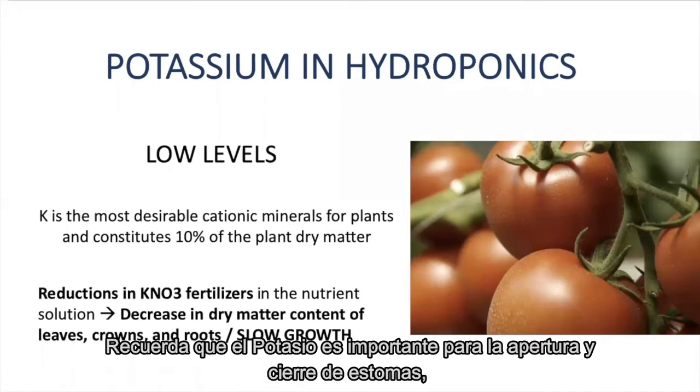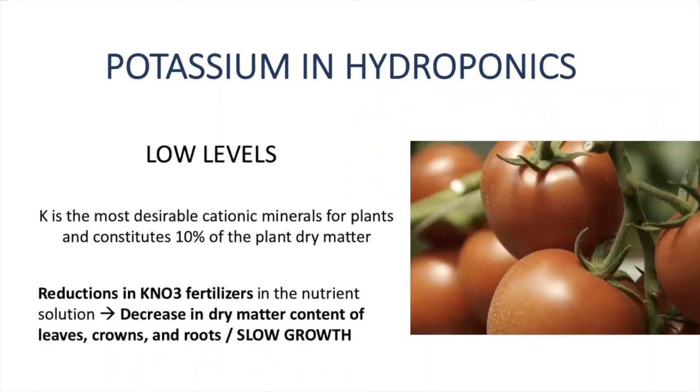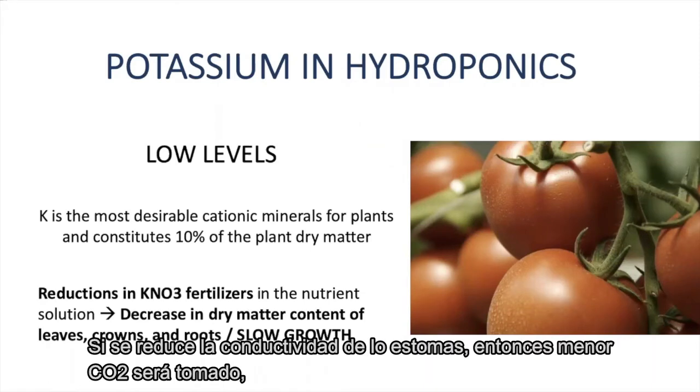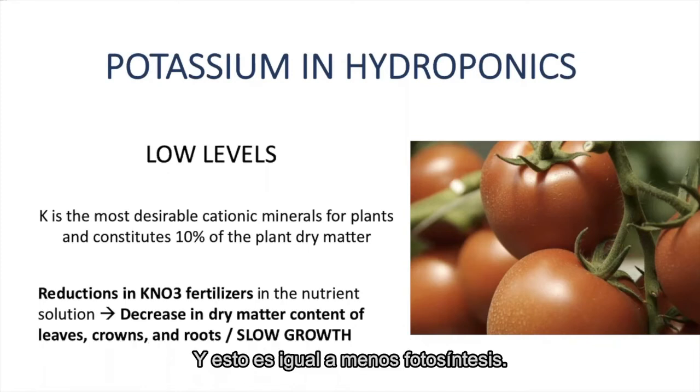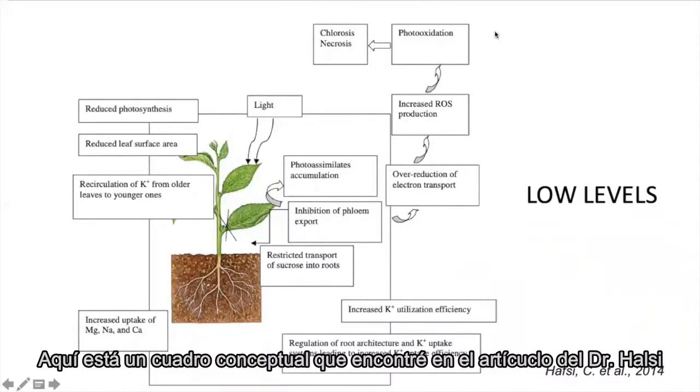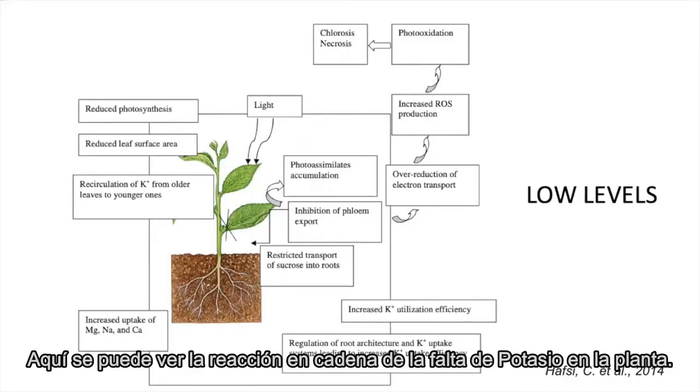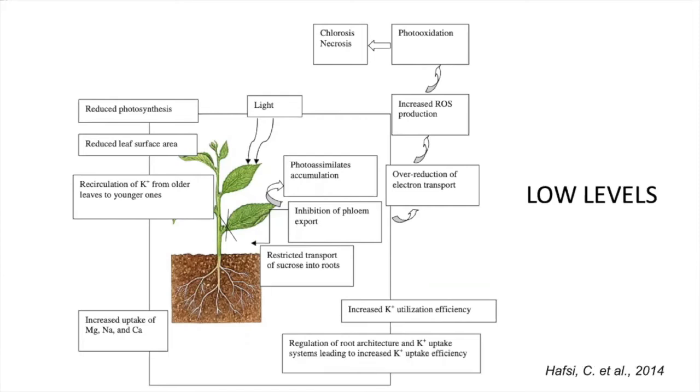Remember, potassium is important for stomata opening and closure. So everything starts there. If stomata conductance reduces, then less carbon dioxide will be fixed, equals to less photosynthesis. Here is an awesome scheme I found in a paper from Dr. Chokri Hafsi.